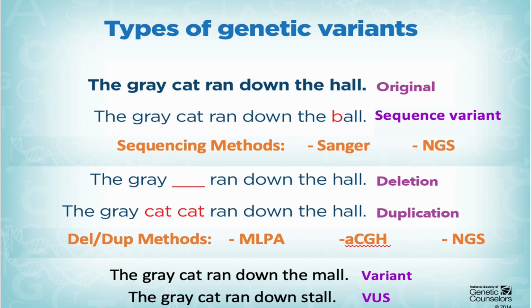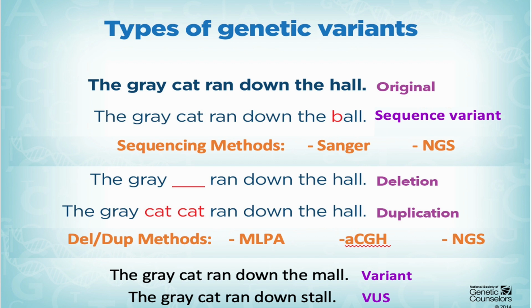On this slide, we're using sentences to help visualize how different types of genetic variations affect our DNA. The original sentence is, "The gray cat ran down the hall," which represents a normal sequence. Now let's look at a sequence variant. Here the sentence changes to, "The cat ran down the ball." A single word is altered, just like how a single base pair change can occur in a genetic sequence.